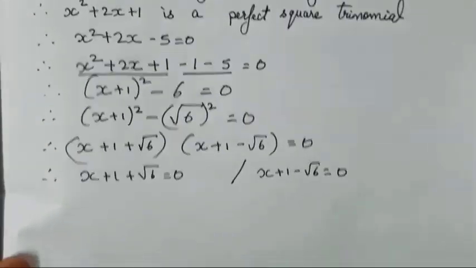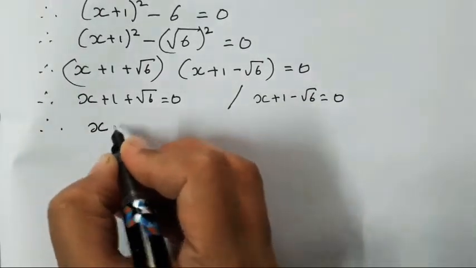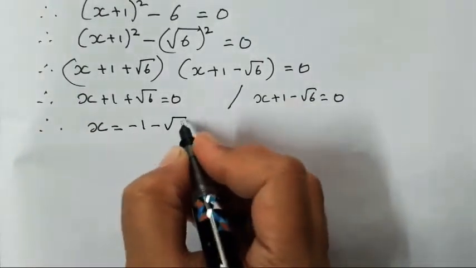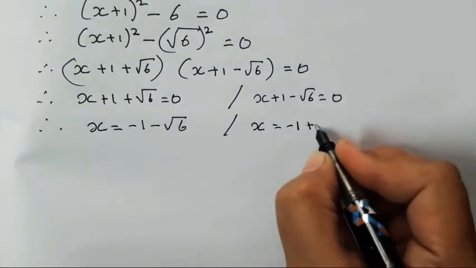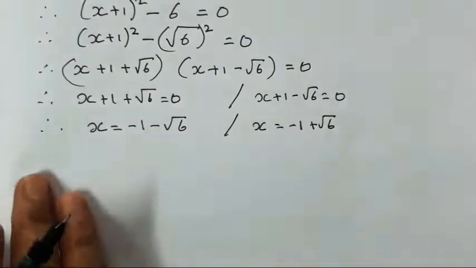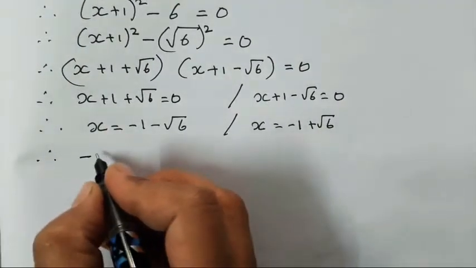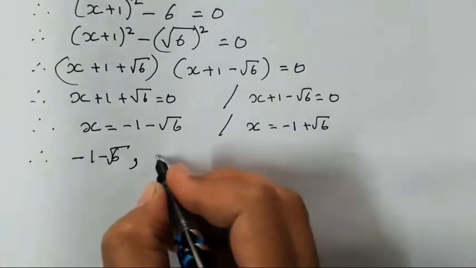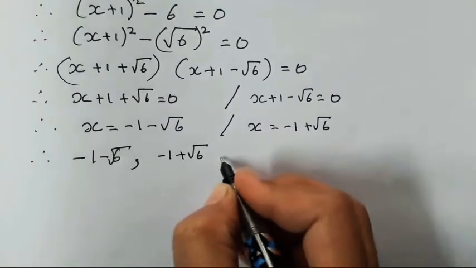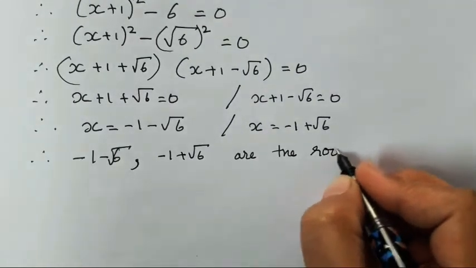So, plus and minus separately you all have to take so that you will get 2 x's. Now, x is going to be minus 1 minus root 6 or x is equal to minus 1 plus root 6. Only I have changed the sides over here. Nothing much to explain. So, answer you have got it, that is minus 1 minus root 6, sorry. And the second one is minus 1 plus root 6 are the roots.